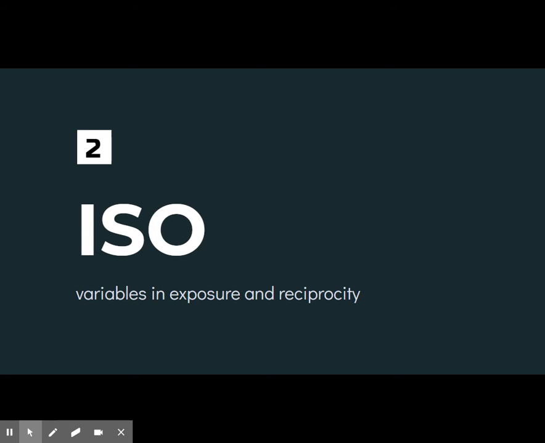Today we're going to cover the first variable in exposure and begin to learn about what the rule of reciprocity is. ISO. We will learn what it is, why it's important, and how to set it on our cameras.